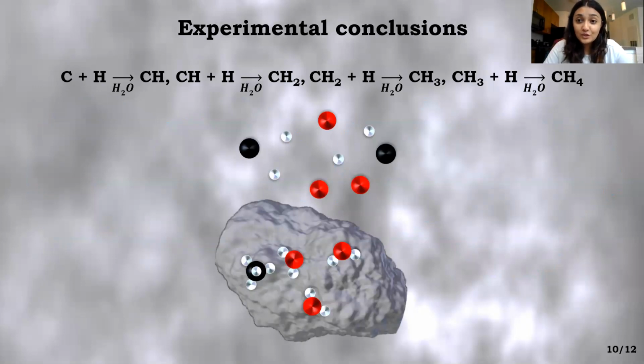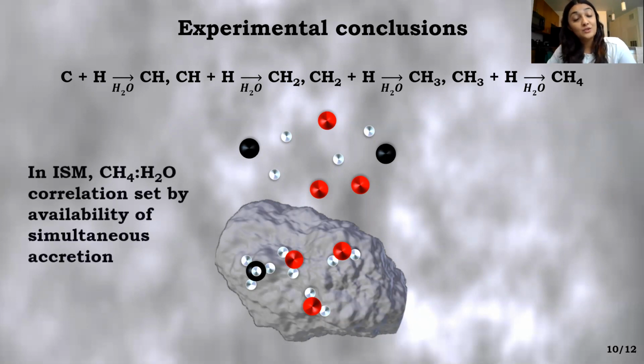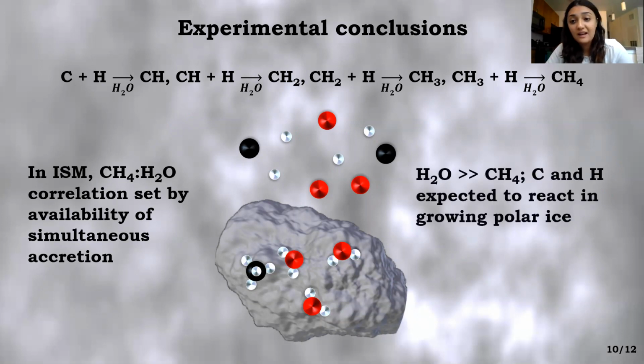So after a series of control experiments, which are not discussed here, we find that this is the dominating mechanism to methane formation in our experiments, which supports observational studies that methane should be formed in the water-rich ice phase of interstellar clouds. Now, in the interstellar medium, the methane-water correlation will most likely be set by the availability of the simultaneous accretion of C, H, and O. But because there is more water than methane, I think it should be taken into account in models that C and H are expected to react with each other in the growing polar ice.